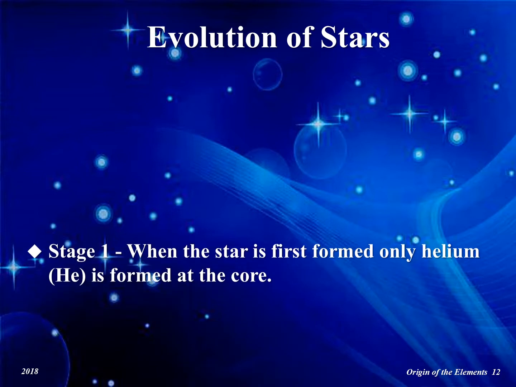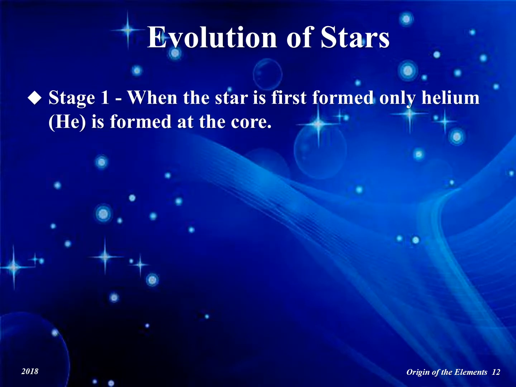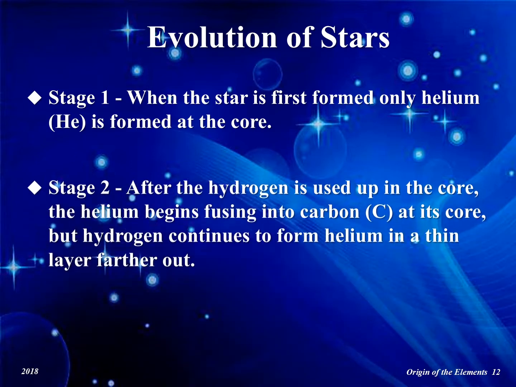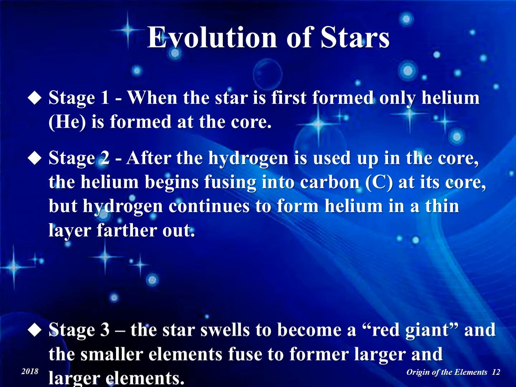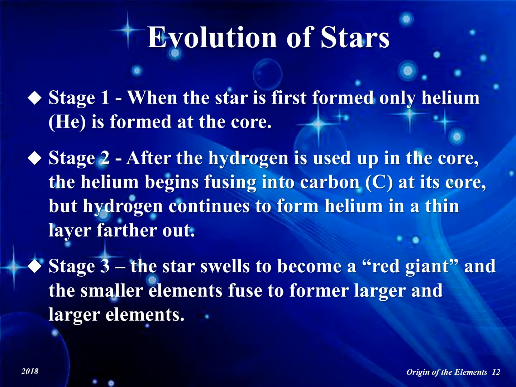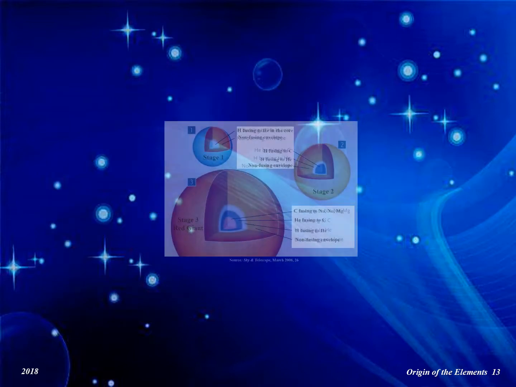Now, let us look at the various stages of how the stars evolve. In the first stage, when the star is formed, only helium, He, is formed at the core. In stage 2, after the hydrogen is used up in the core, the helium begins fusing into carbon, C, at its core, but hydrogen continues to form helium in a thin layer farther out from the center of the star. In stage 3, the star swells to become what is called a red giant. During this stage, the smaller elements fuse together to form larger and larger elements.